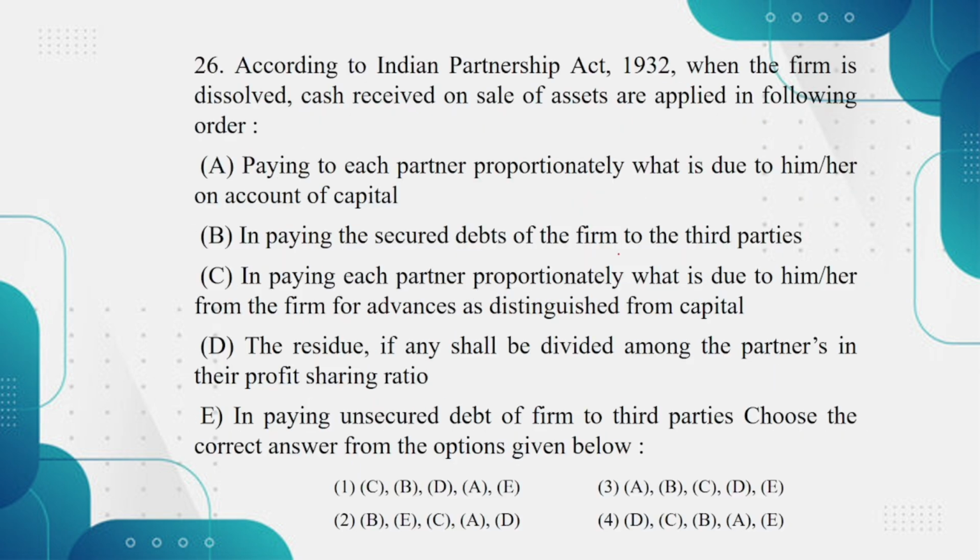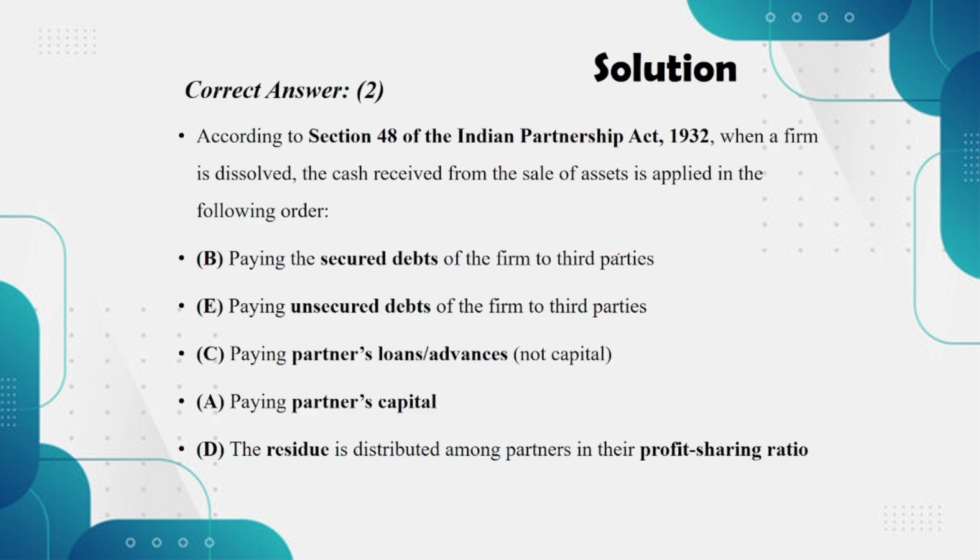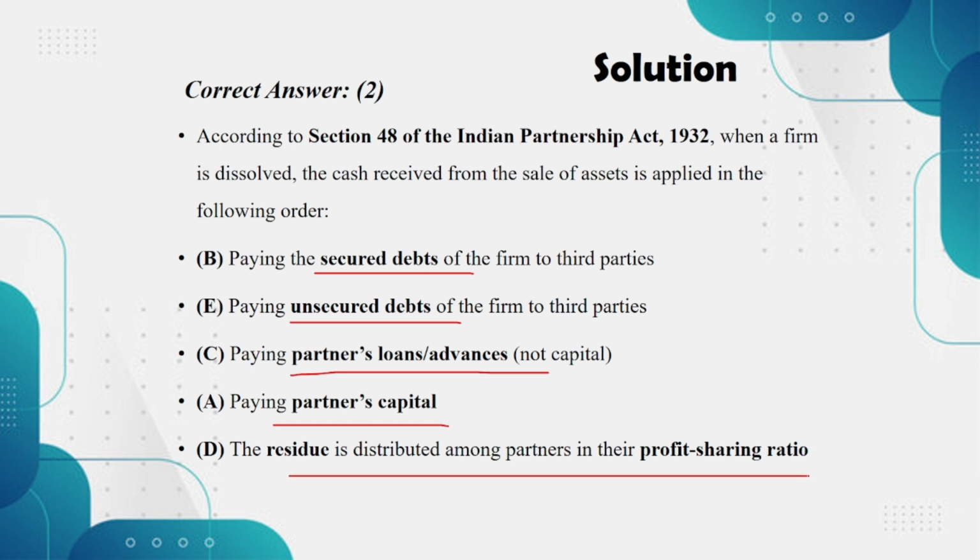According to the Indian Partnership Act of 1932, when the firm is dissolved, cash received on sale of assets is applied in the following order. You know very well, keep in mind this order. We will pay the secured debt first, then unsecured debts, then we will pay the partners' loans or advances. After that, we will pay the partners' capital. Remaining will be distributed in the profit sharing ratio. So the answer is 2.